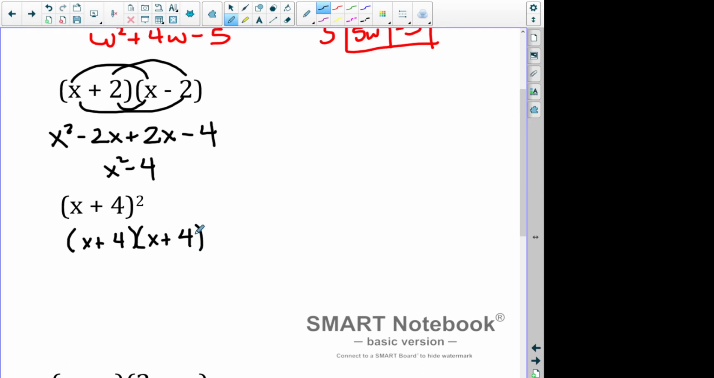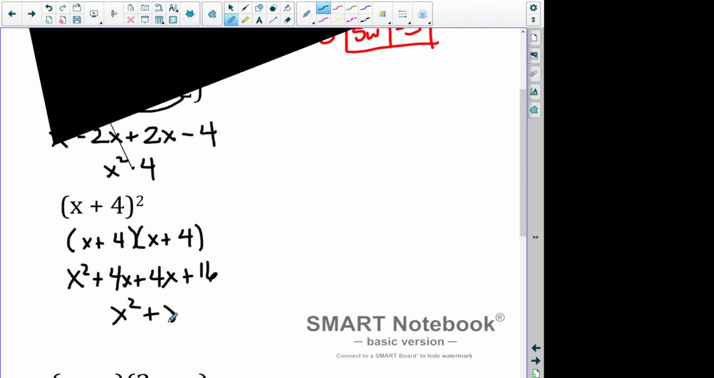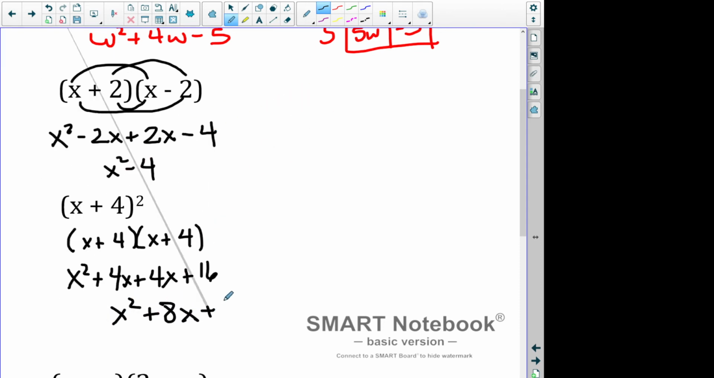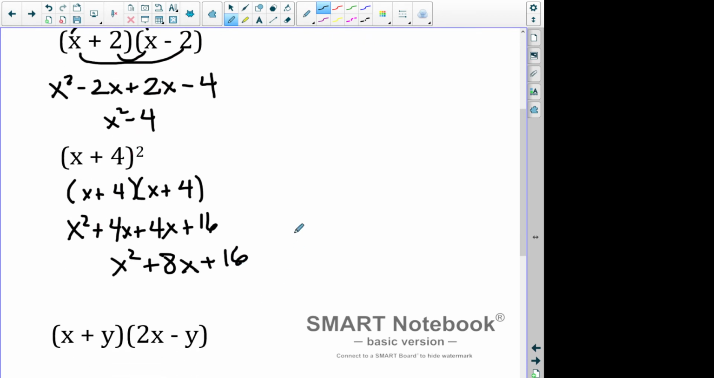The reason is because when you just do that, you're not multiplying every term by every other term. You're missing these inside and outside terms. So when I multiply these together, x times x gives me x squared. x times 4 gives me 4x. 4 times x also gives me 4x. And then 4 times 4 gives me 16. And so I get x squared plus 8x plus 16.